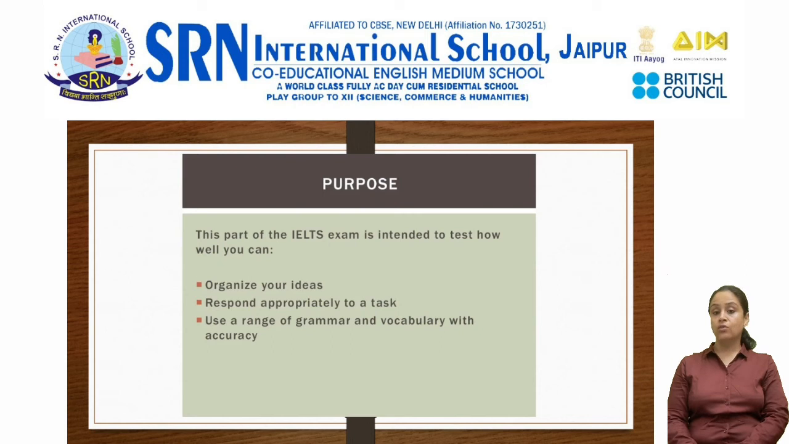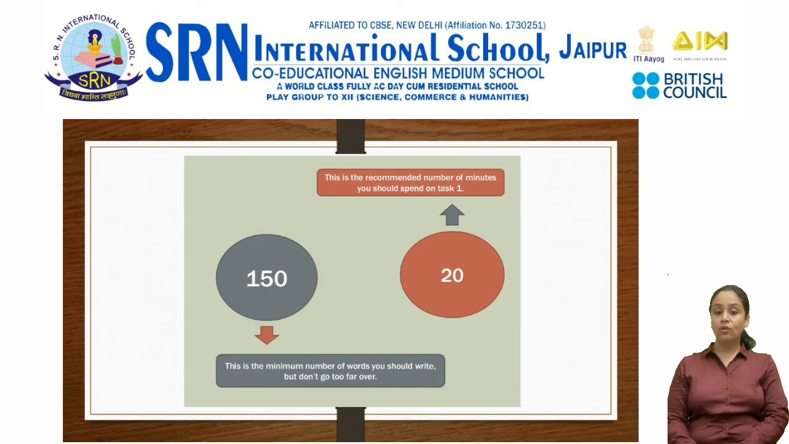Now, what do you need to do? You need to look at one of the following things. You might get a table, a graph, a chart, a map, or a process diagram, and describe what you see. You must select and report the main features, making relevant comparisons wherever necessary. On the screen, it's written that 150 is the minimum number of words you are required to write, but don't go far over, and 20 minutes is the time you need to spend on task 1.